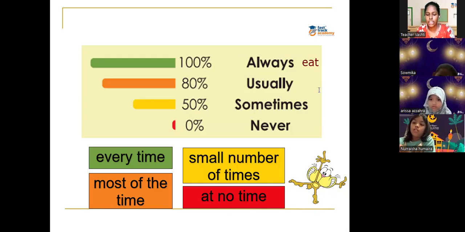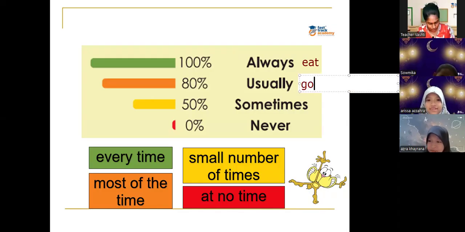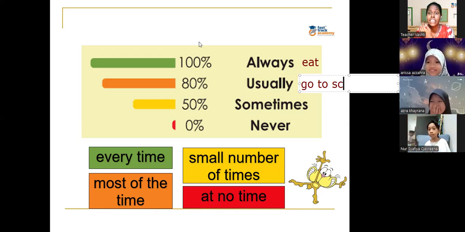How about usually? Usually means selalunya. Most of the time. Shower. Go to school. Cool. Shower. So, 2 hari tak mandi, 5 hari je mandi. That is usually. The busuk lah.